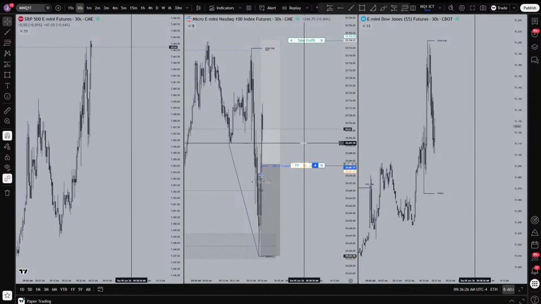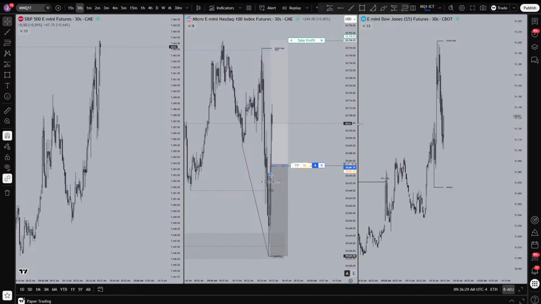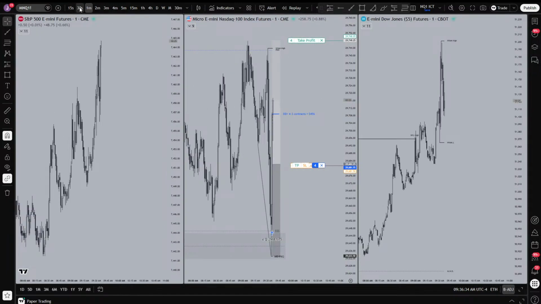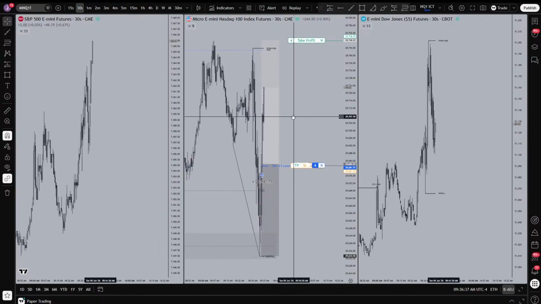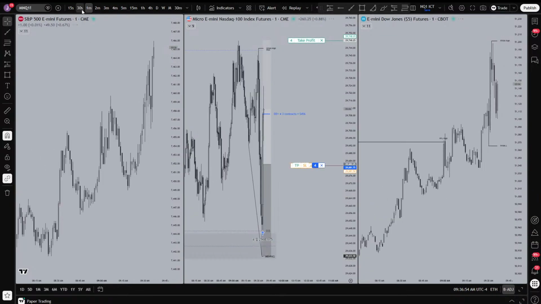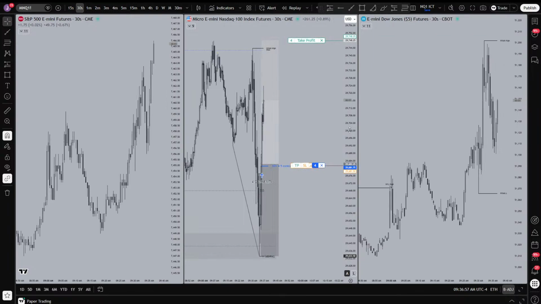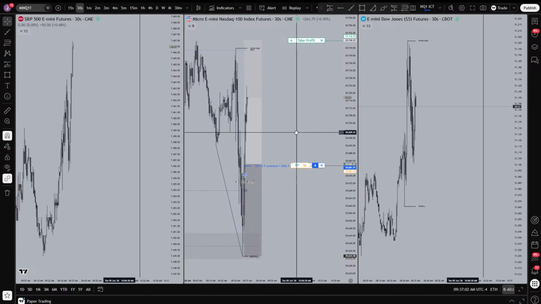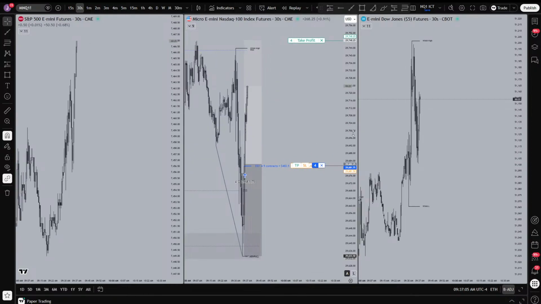SMT at high of day. Yeah, it's a weird SMT. We got the 1 minute entry there. This thing looks strong, yeah, a lot of volume coming in. Come on, bull run it. It's a good push.